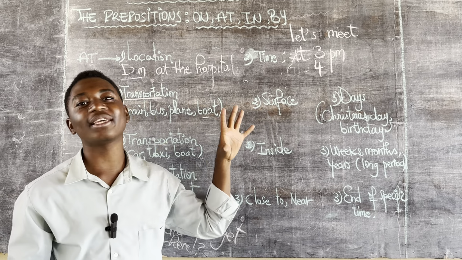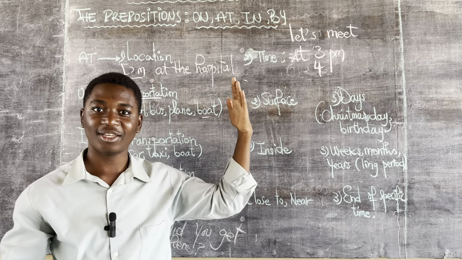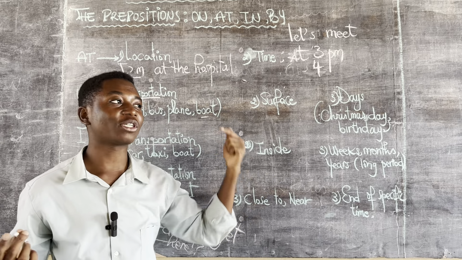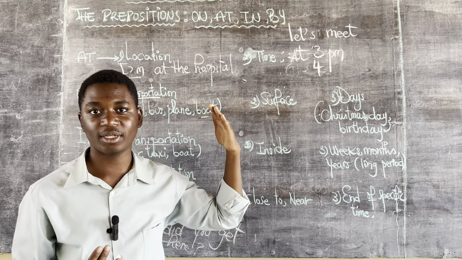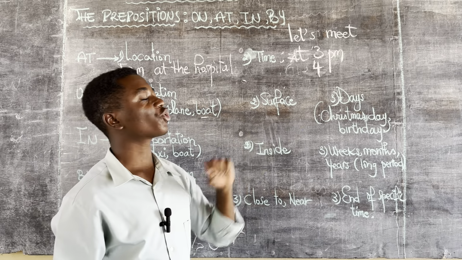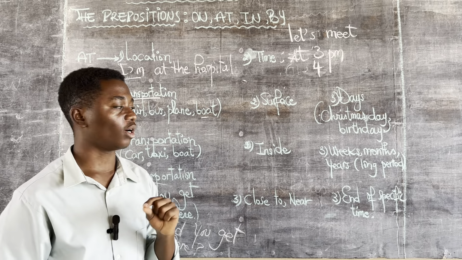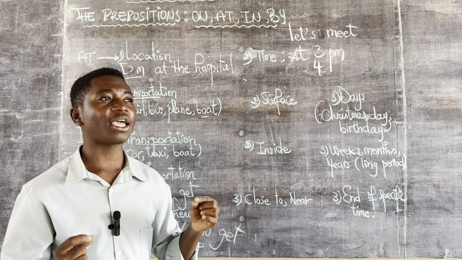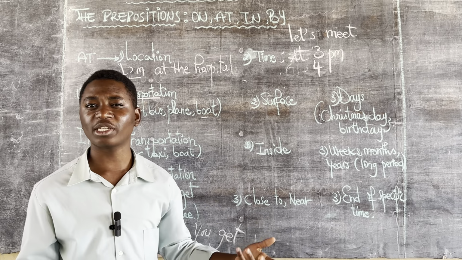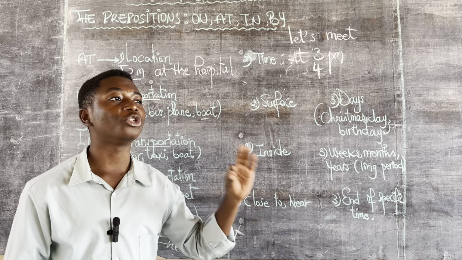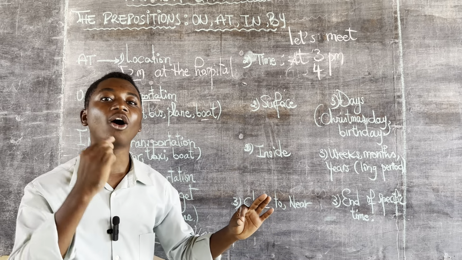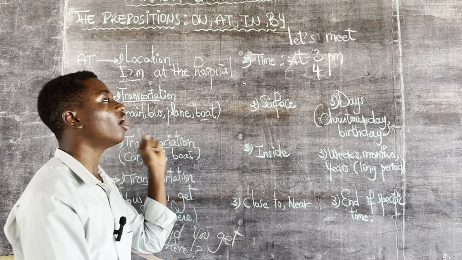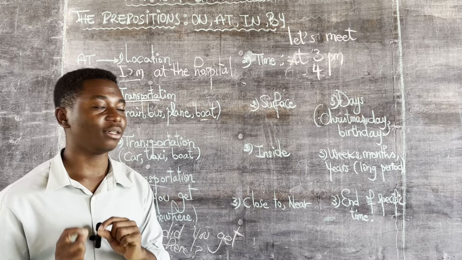Or you can take anything and then you put it on your head. You put it on your head and not in your head. You see the difference? Because here I'm talking about the surface, okay? And the last one, we can also use on when talking about days. We don't say in Monday, in Tuesday. We say on Monday, on Tuesday, on Saturday, on Sunday. Whenever you're talking about days, remember to use on instead of in.